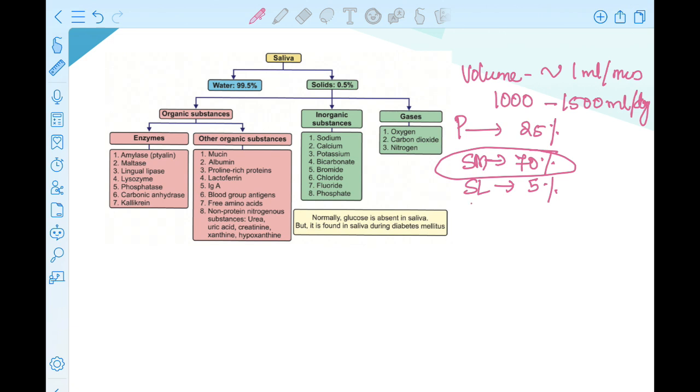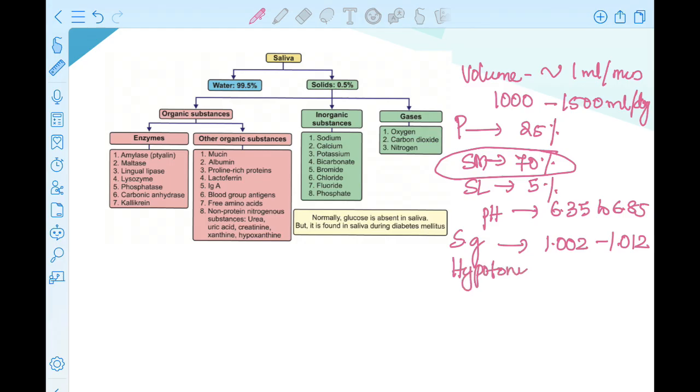Next property is its nature. It is slightly acidic with a pH of 6.35 to 6.85. The specific gravity is 1.002 to 1.012. It has a hypotonic nature, and as for its composition, again, you have to mention that water constitutes around 99.5 percentage, whereas solids constitute only around 0.5 percentage.